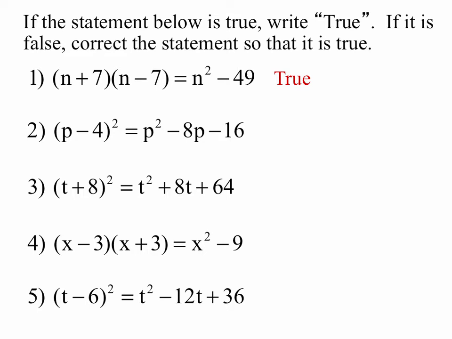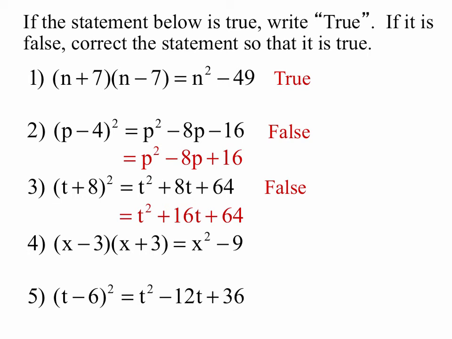Okay, number 2, what do you think? True or false? And this is false. If you notice, remember, when I square my last two terms, negative 4 times negative 4 makes positive 16. So that is false. To make it true, it would have to be plus 16. Number 3 is false because I didn't double my linear term. Number 4, true statement, it's a difference of squares. And number 5 is a true statement, it's a binomial square.